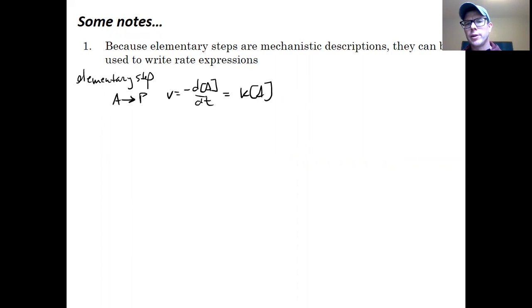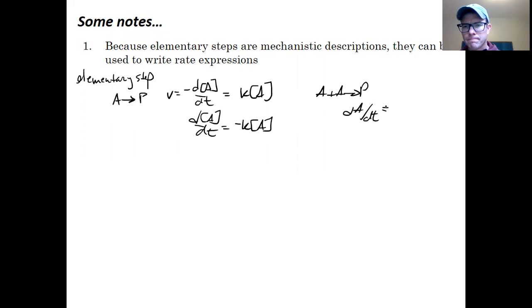I'll point out to you that the way that we usually write this is in terms of the disappearance of A. So we usually write this as dA/dt equals minus kA. It's minus because we lose it in this step. If the reaction were A plus A going to P, the expression for this would be minus kA squared, because two molecules of A react, so it has a second order rate law.